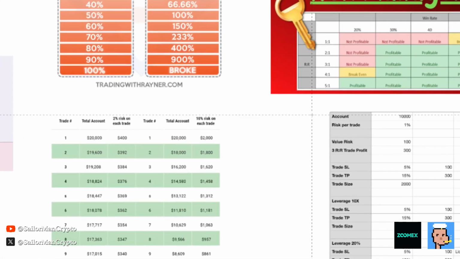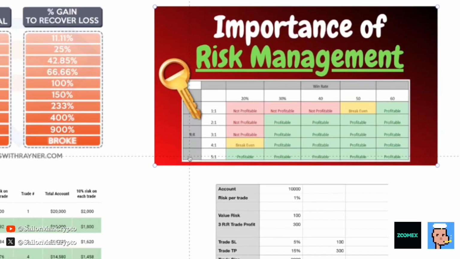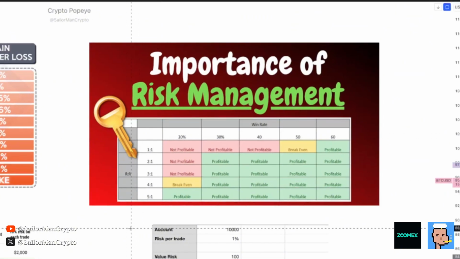So moving to the next table, this is very simple. Simply put, it gives you the definition of risk reward. Risk reward is whatever you are willing to risk on a specific trade compared to the reward you will be getting on the same trade. These are some examples of win rate along with the risk reward.